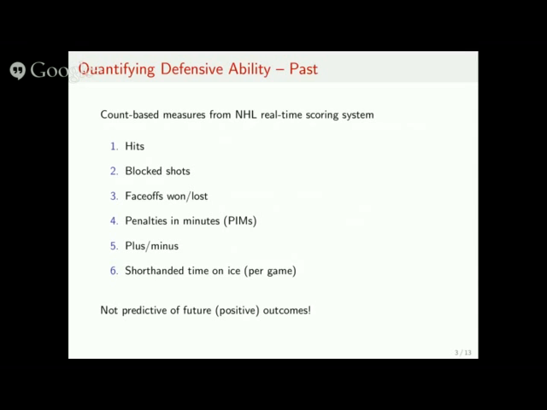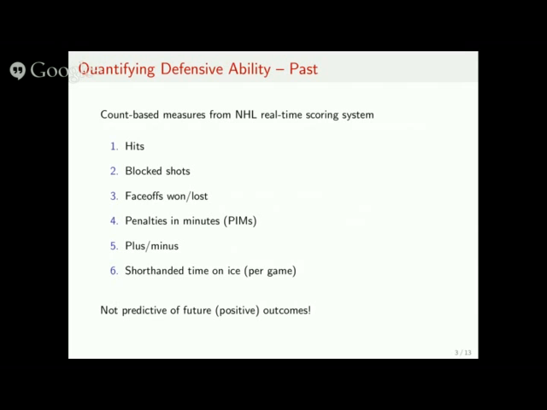Okay, so at JSM this past August, I was talking about quantifying defensive ability. There are a few ways this has been done traditionally, using just the data that the NHL provides us. In the past, we've used things like hits, blocked shots, face-offs won, penalty minutes, plus-minus. The issue with using these as a measure of defensive ability is that they're not actually predictive of future positive outcomes, right? If you get a hit or a blocked shot, that means you didn't have the puck right before that, and that's bad. You want to have the puck as much as possible.